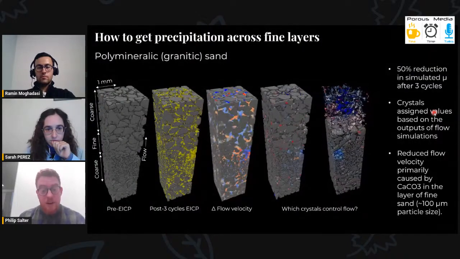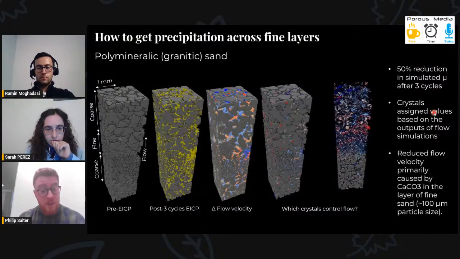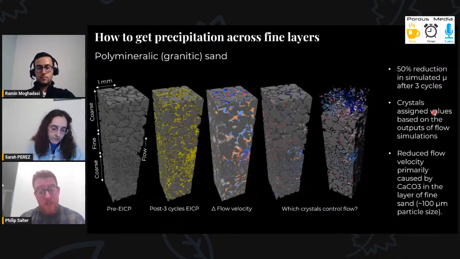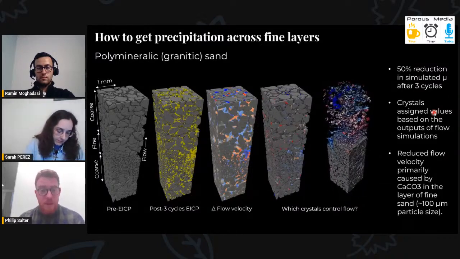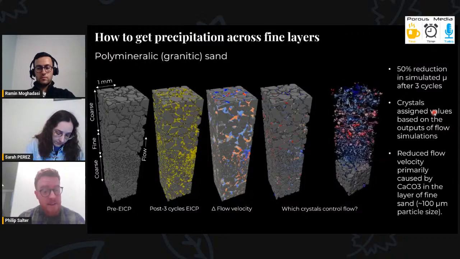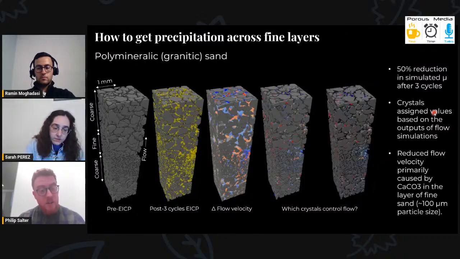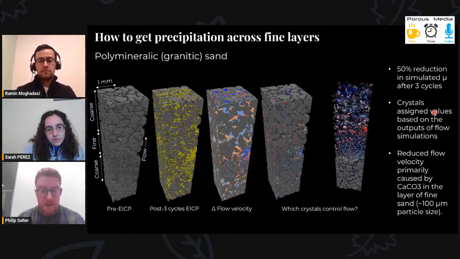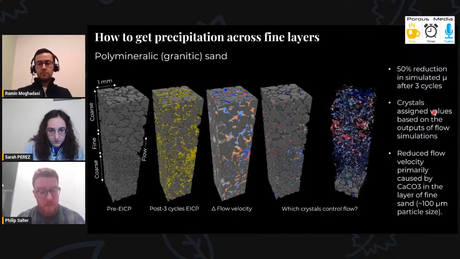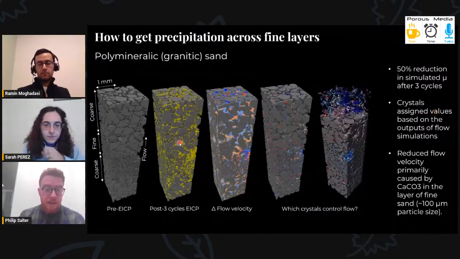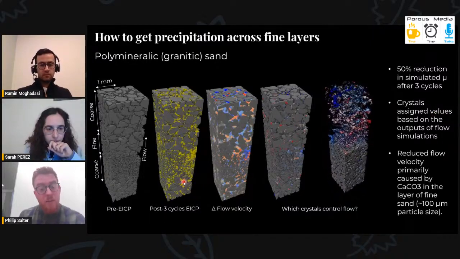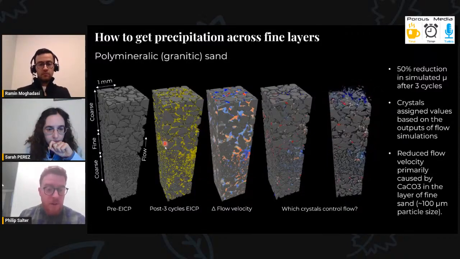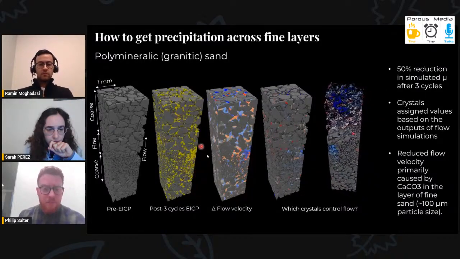So we know that this process works in highly uniform quartz sand, but what about in polymineralic and heterogeneous systems more representative of real rocks? So what you see here is a granitic sand with a fine layer of sand separating 2 coarser layers. The fine sand had a typical grain size diameter of less than 100 micron. Next to that, you see the sample after 3 cycles of soybean enzyme-induced carbonate precipitation. And what we found is that calcite forms both across this fine layer and on the other side of it.